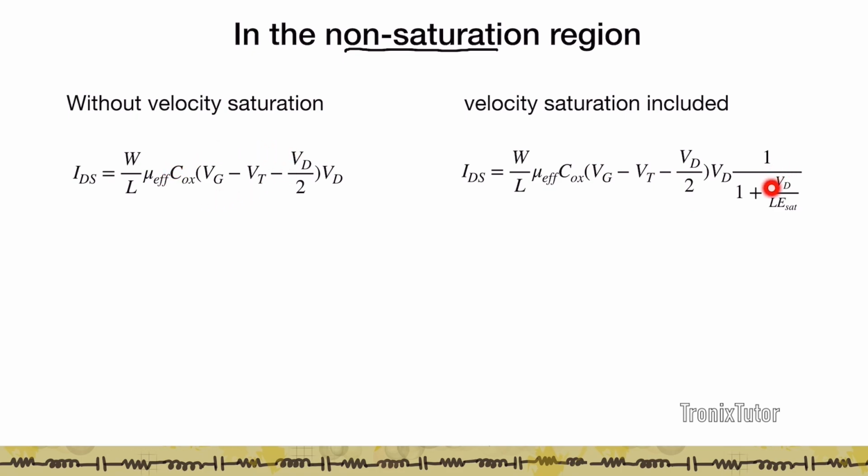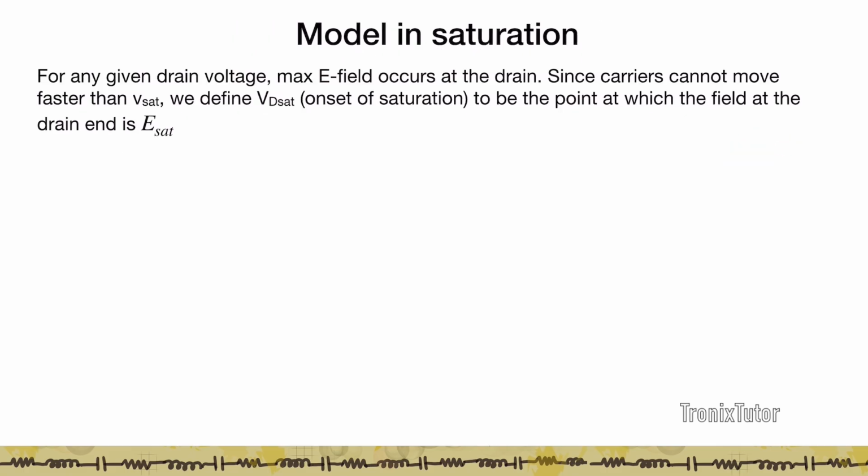So when Vd is very close to 0, this term does not contribute, and in that case I'm going to have current very similar to the square law model. However, as I keep increasing Vd, I see that the current is going to fall much quicker than what would have happened in the square law model. So this term is the difference between the two.